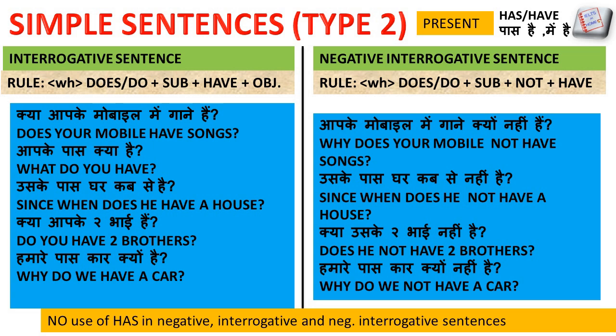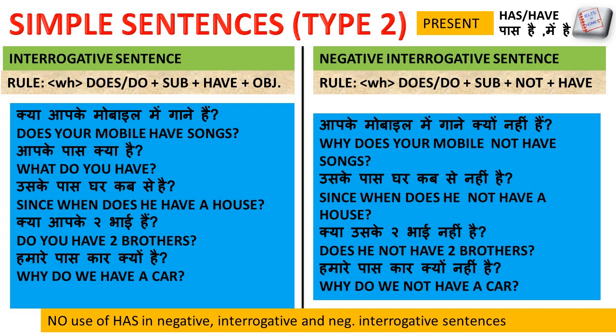In simple sentences type 2 present interrogative, the rule is does or do at the start, then subject, then have, and then object. You can also make it a WH question by putting the WH word at the start of the sentence. I earlier explained that a simple sentence is one where there is no action, no verb.